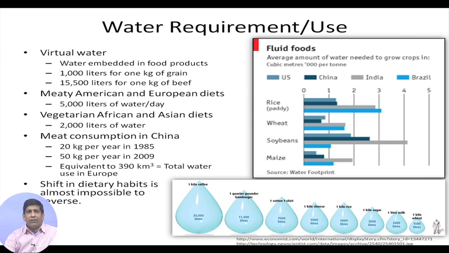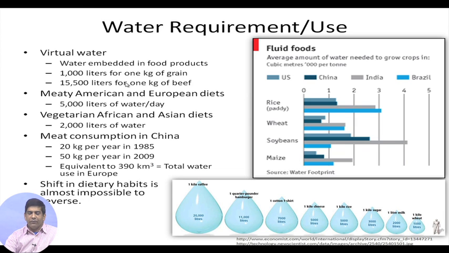Whatever water is inside these food items is known as virtual water, because the water is embedded in the food products. So when the food is wasted, water is also wasted. Water embedded in food products: 1,000 liters for 1 kg of grains. On average, for 1 kg of grain, you need 1,000 liters of water. But if you are a beef or meat eater, it becomes 15,500 liters for 1 kg of beef.